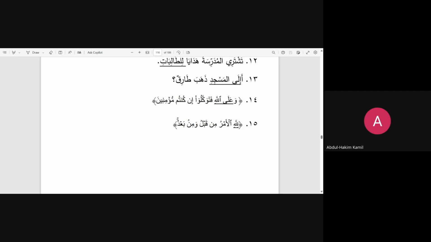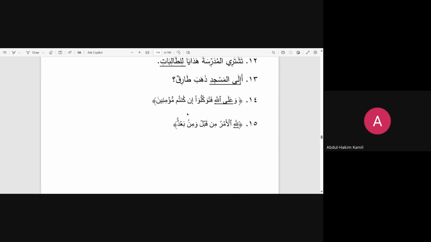Number 10 also. Number, no need, they wash their hands. There's a verb in it. Many people, just a description. But that is a jumla ismiya, but it has a verb in it.